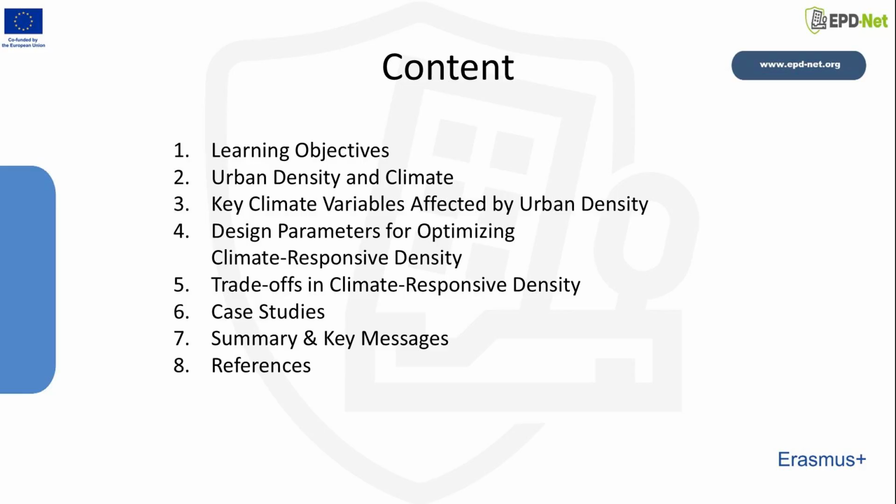In this module, we will explore the relationship between urban density and climate through a structured and progressive framework. We begin by outlining the learning objectives, clarifying what you are expected to understand and apply by the end of this session. Next, we introduce the fundamental connection between urban density and climate, examining how spatial concentration influences environmental performance. We will then identify the key climate variables affected by urban density, including temperature, airflow, solar exposure, and energy demand.